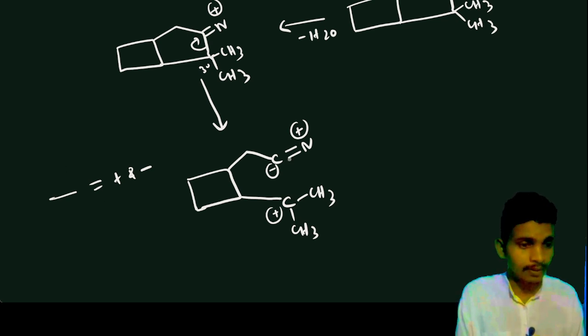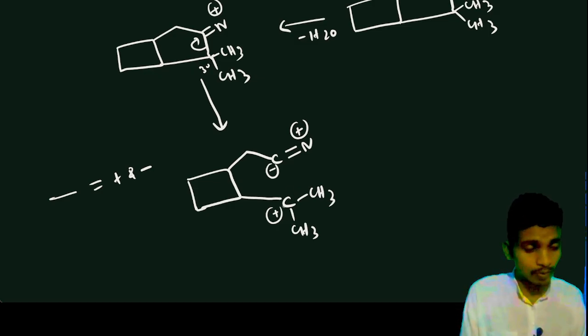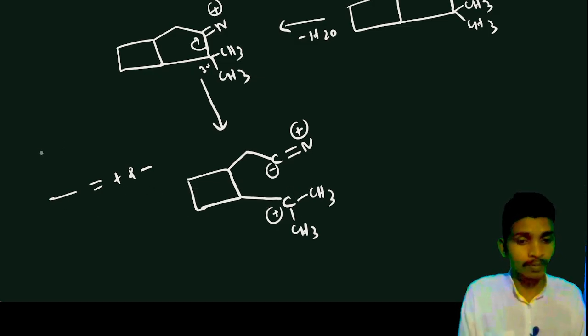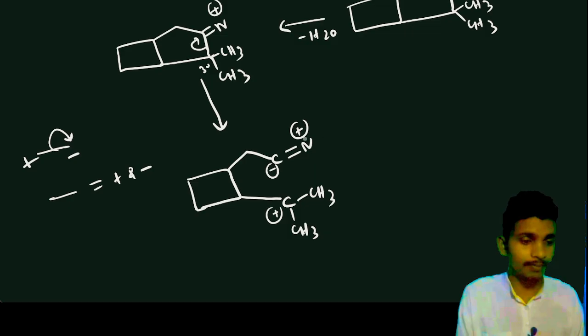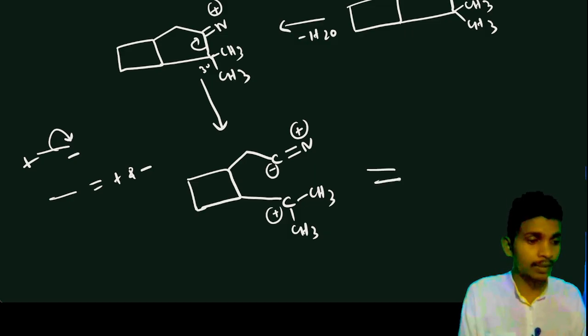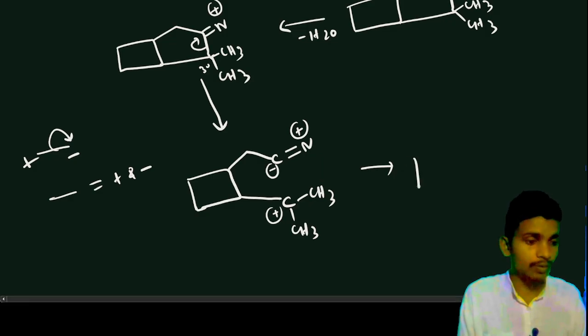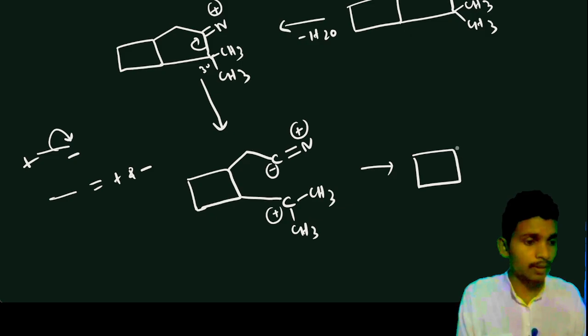So if you break it, where the electron has gone, that is negative, and where the electron is absent, that is going to be positive. Whenever you break this, this is going to be positive and this is going to be negative. So that's what I did. Now we know that positive and negative make a bond. So what I will do here is this C triple bond N.